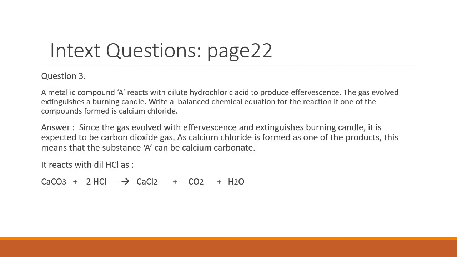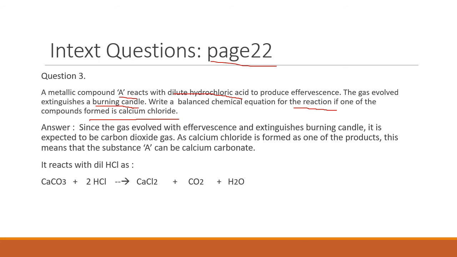Question 3 from page 22. A metallic compound A reacts with dilute hydrochloric acid to produce effervescence. The gas evolved extinguishes a burning candle. Write a balanced chemical equation for the reaction if one of the compounds formed is calcium chloride.